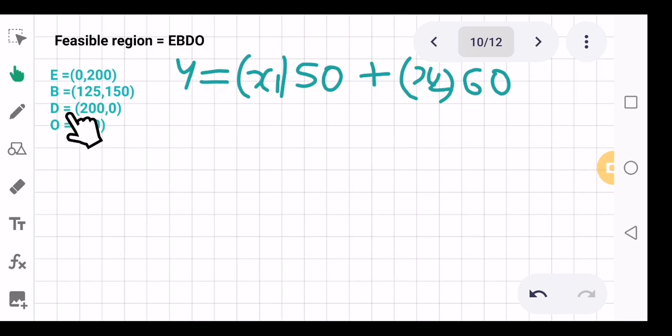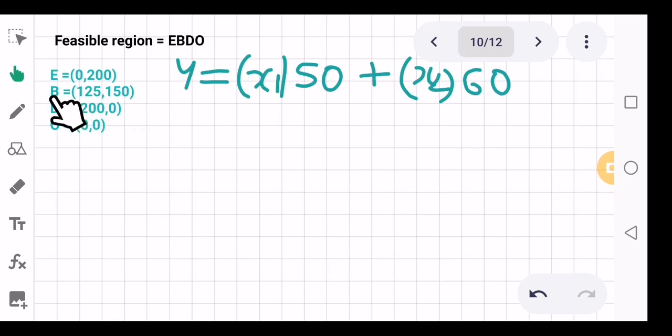Similarly, in case of D, if you put your x1 as 200 and your x2 as 0, then this will be gone, right? So what will be left is this 200 into 50. So this is the only point which will give you the maximum profit.